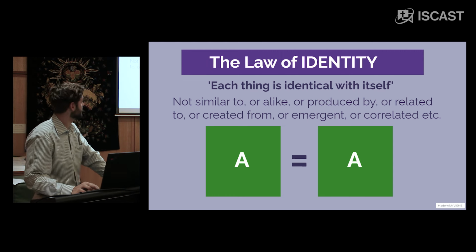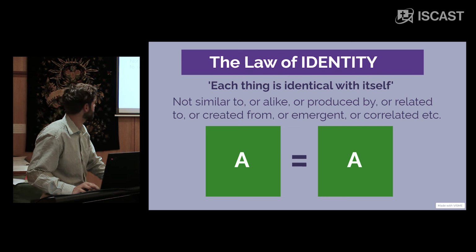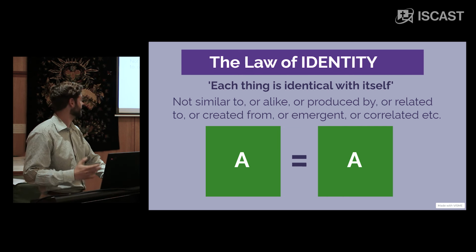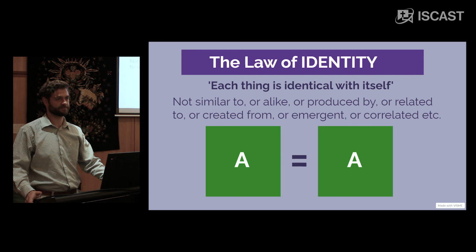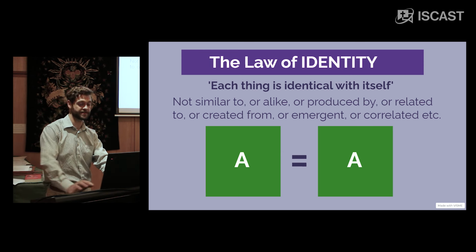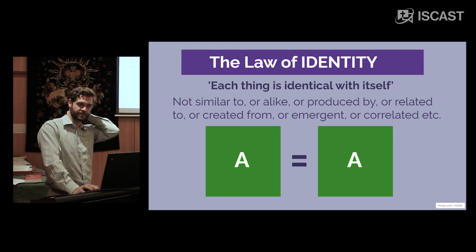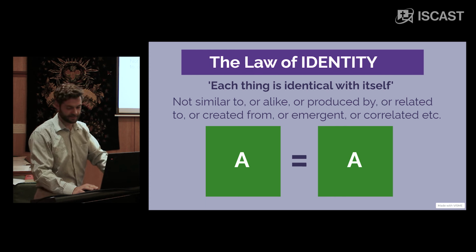And the law of identity, which you might think is self-evident, but it's actually quite useful, is each thing is identical with itself. So you can't say that it's similar to, or they're alike, or it was produced by, or it's related to, or created from, or emergent, or correlates. It is. Right? It's equal, it's identical. That's if you're making an identical claim relation. So the law of identity can be useful for teasing apart nuances there.